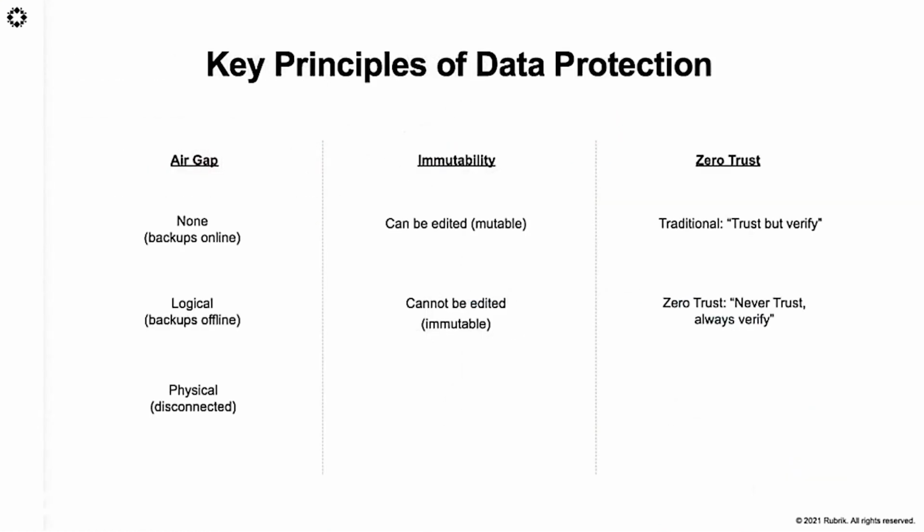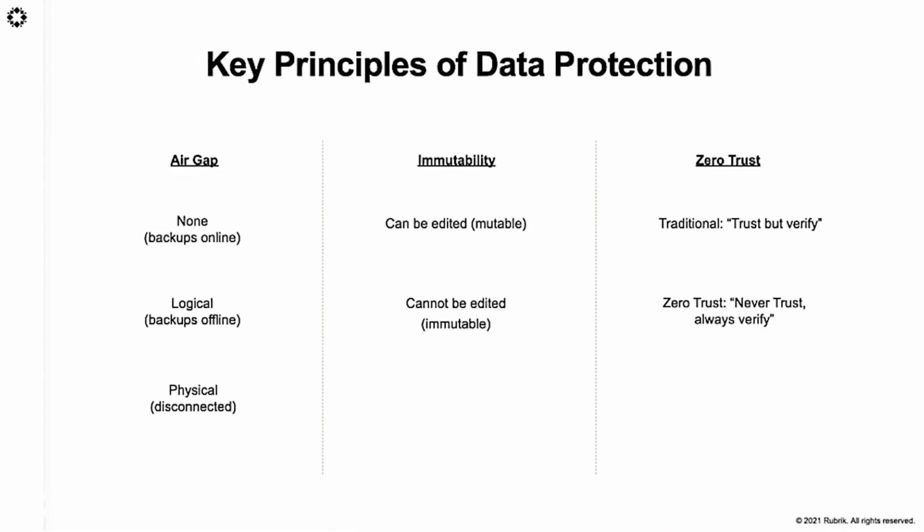So let's talk about some of the key principles of data protection just to get a level set as well. These are very common in the industry. The first is air gap. If your backups are online and you have no air gap, essentially it's really easy for the bad guys to find that data and encrypt it. Now, the bad guys know if I can get access to your backup data, then you have no other choice than to pay the ransom. So having them online on an NFS or SMB target is the riskiest solution you could think of.